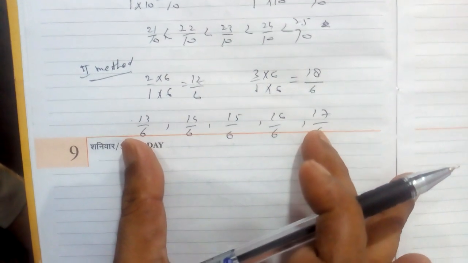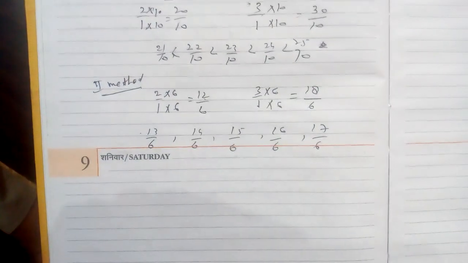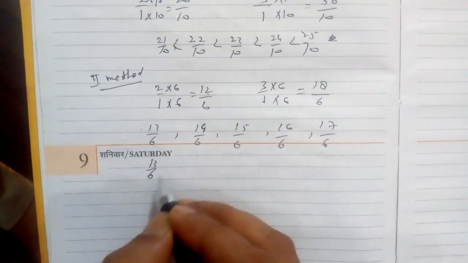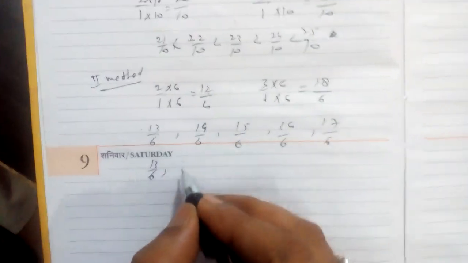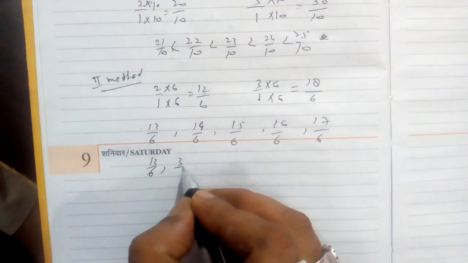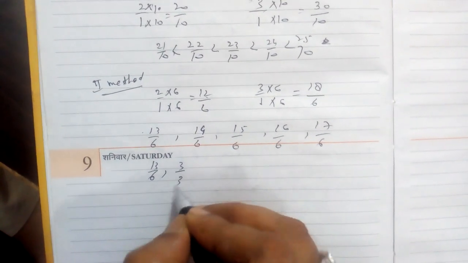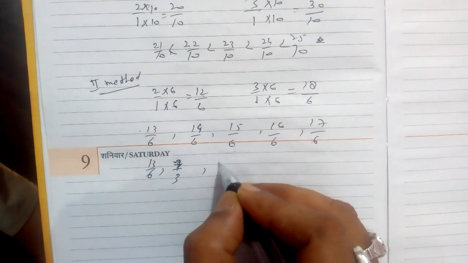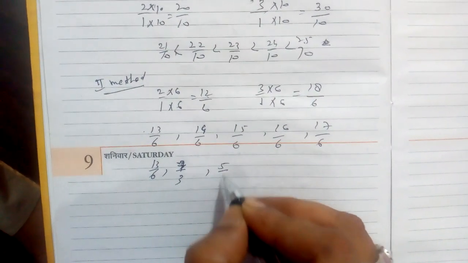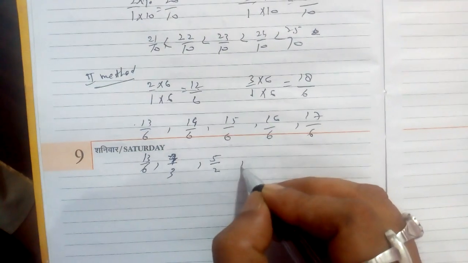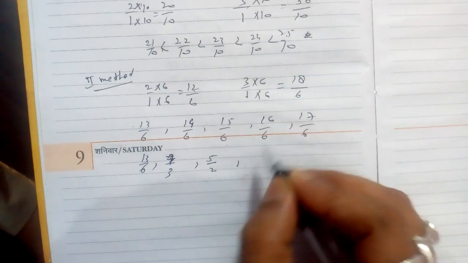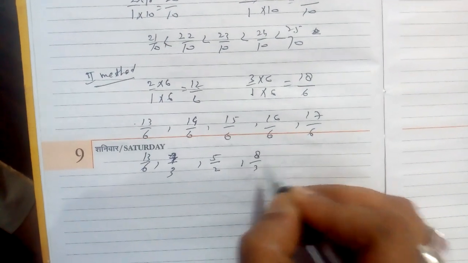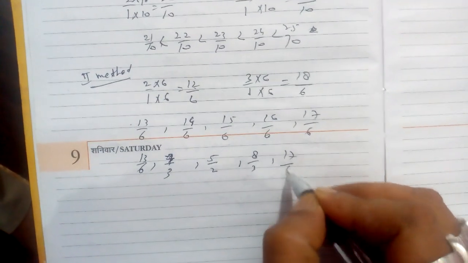Here some numbers are simplified, like 13 by 6, no common factor. 14 by 6 is 7 by 3, 15 by 6 is 5 by 2, 16 by 6 is 8 by 3. 13 by 6 and 17 by 6 are not simplified, they are already in the lowest terms.